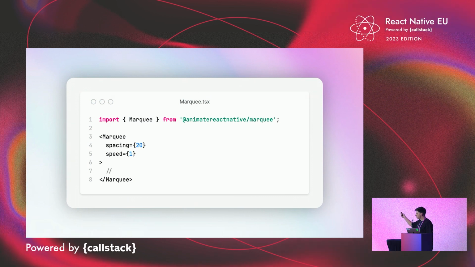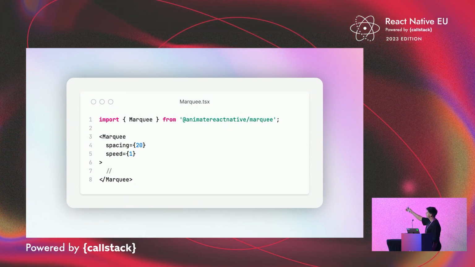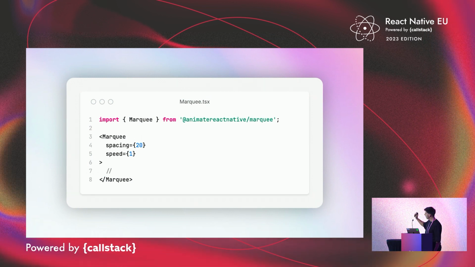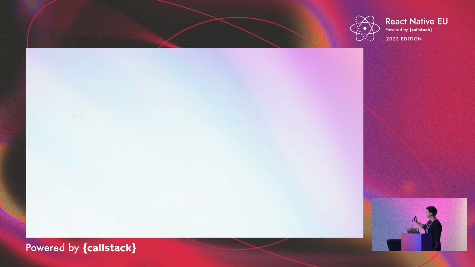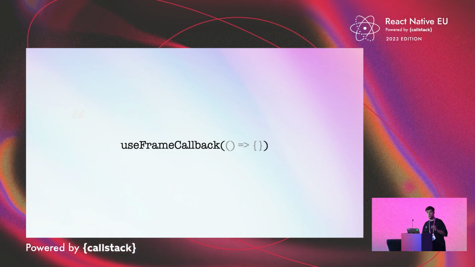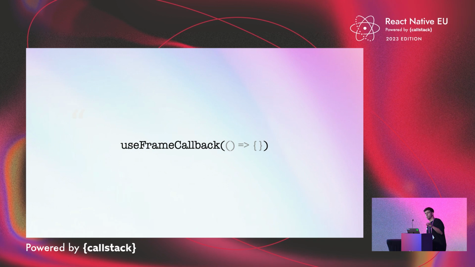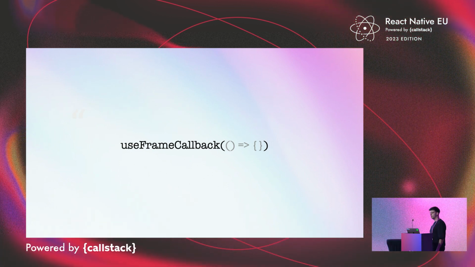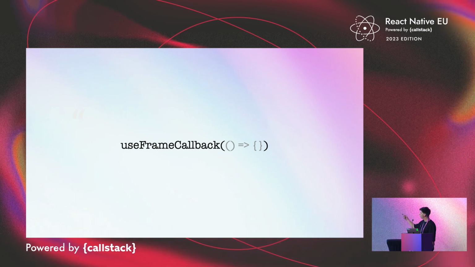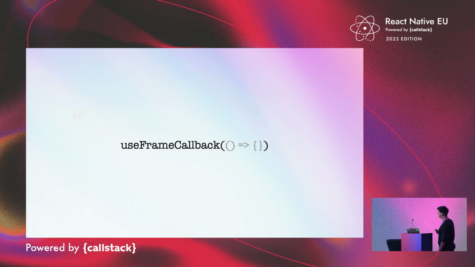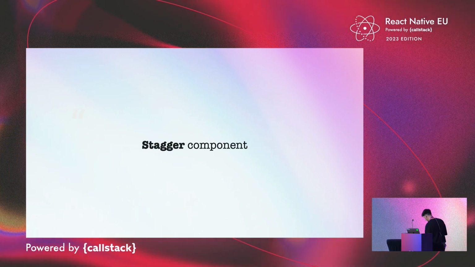It's a really simple component. You just import Marquee, and you can specify the spacing and the speed. And underneath, this is using use frame callback to change the position, basically, from left to right. Underneath, this component relies on this hook, and it's going to be called every frame. So yeah, another useful hook from Reanimated.